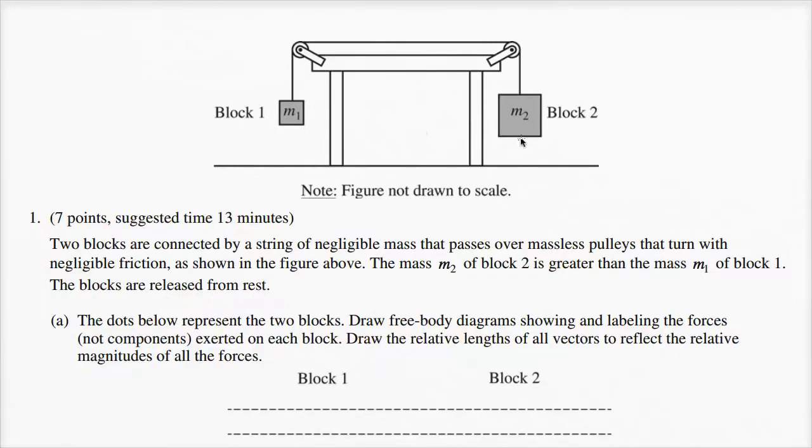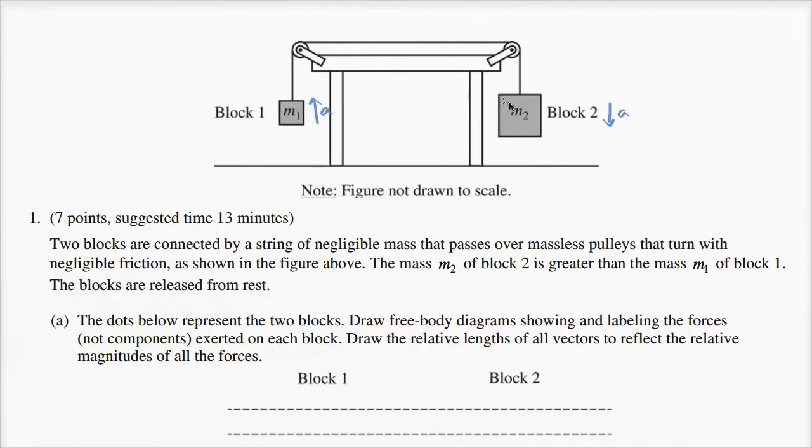So let's just really quick think about what we think is going to happen here. Block 2 has a larger mass. They're connected by this string and pulley system here. Well, if it has a larger mass, they're in the same gravitational field. It's going to have a larger weight. And so the weight pulling down on block 2 is going to be larger than the weight pulling down on block 1. And so you're going to have block 2 accelerating downwards, and block 1 is going to accelerate upwards with the same magnitude.